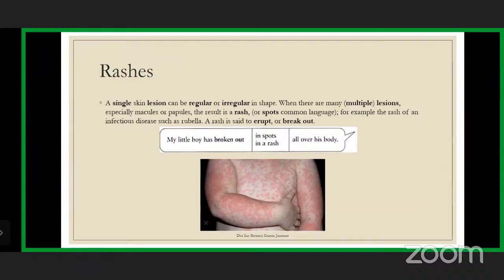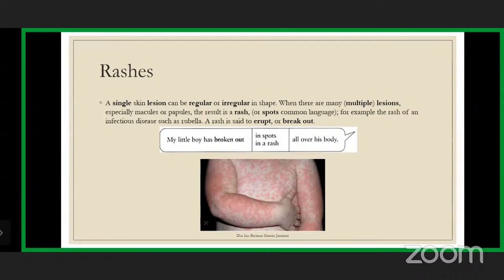Of course. Rashes. A single skin lesion can be regular or irregular in shape. When there are multiple lesions, especially macules or papules, the result is a rash or spots in common language. For example, the rash of an infectious disease such as rubella. A rash is said to erupt or break out. My little boy has broken out in spots, in a rash all over him.